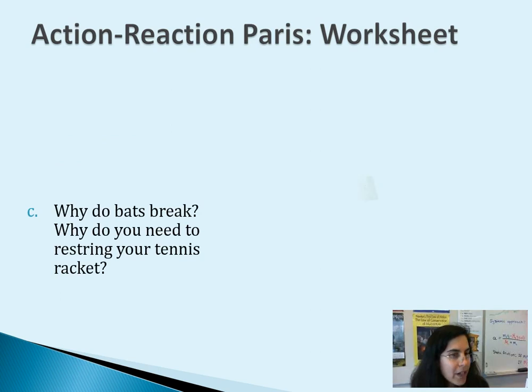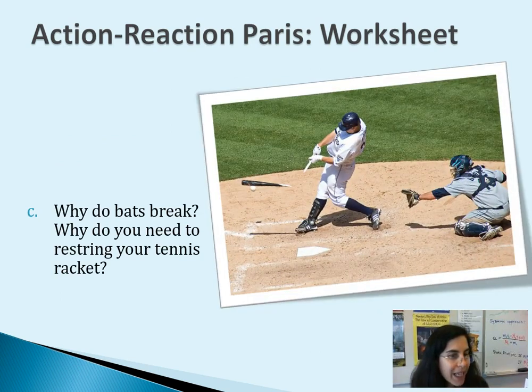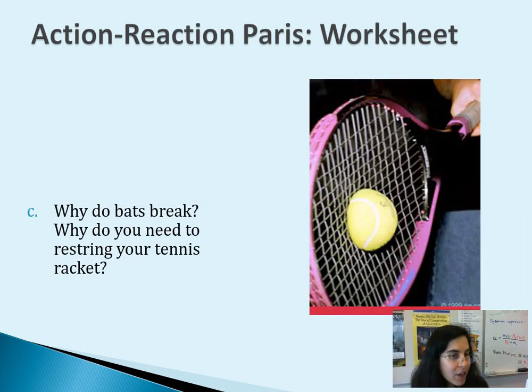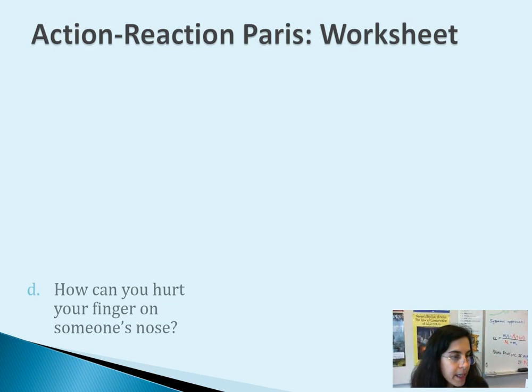C. Why do baseball bats break? Why do you need to restring your tennis racket from time to time? C. Read what's written on your page, explain the physics of it all. Pause and go. D. The genie does this in Disney's Aladdin. It makes my skin crawl. How can you hurt your finger on someone's nose if you really try hard enough? Pause, read what you have for D.